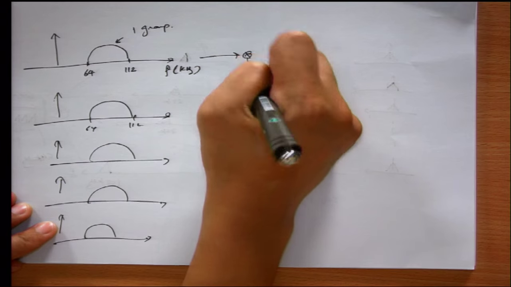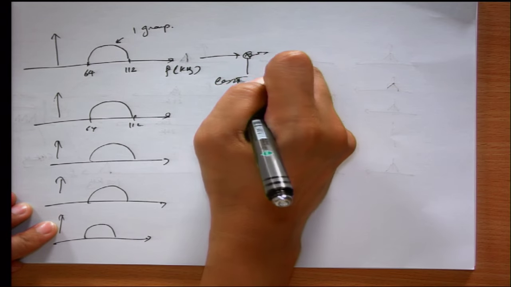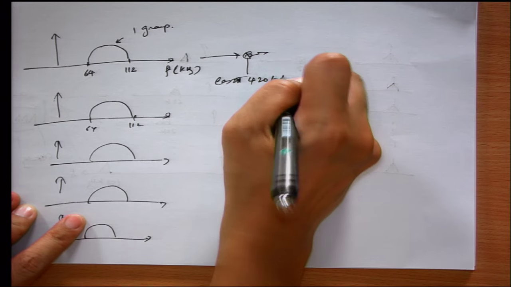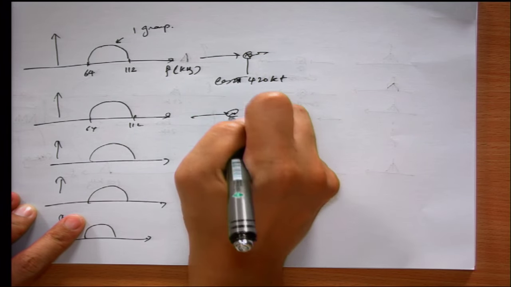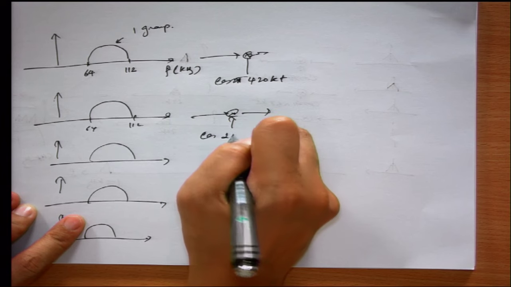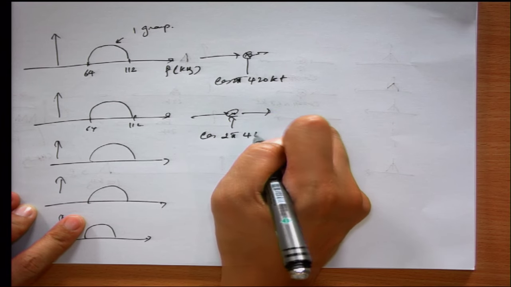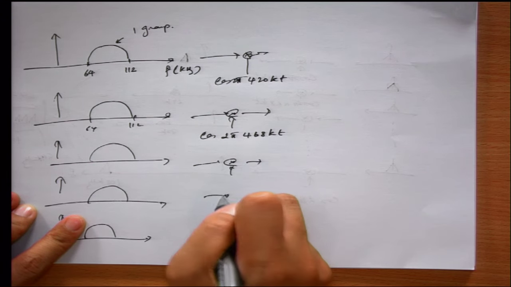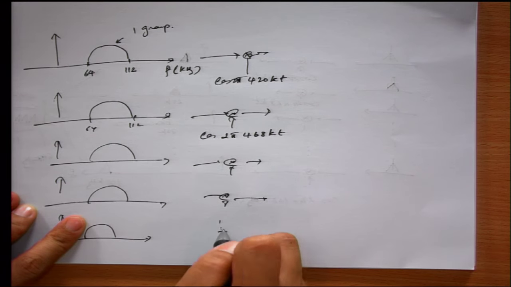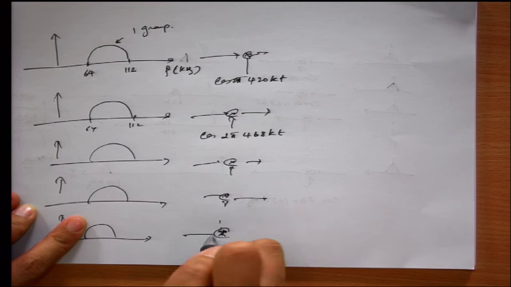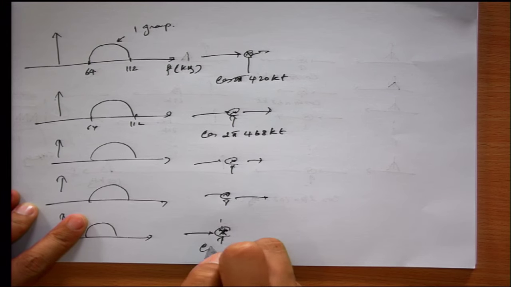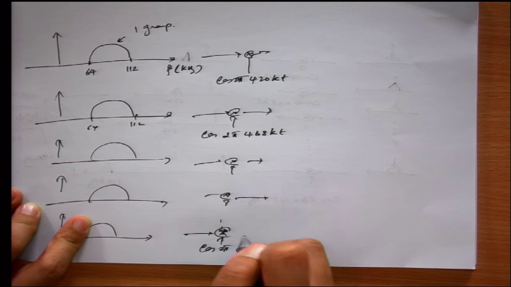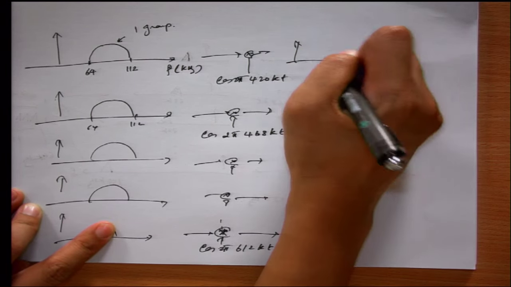You multiply by cosine 2 pi Fc, which is 420 kHz. The next one is increased by 48, so 468 kHz. The last one is multiplied by cosine 2 pi 612 kHz. Okay, and then you get something like this.